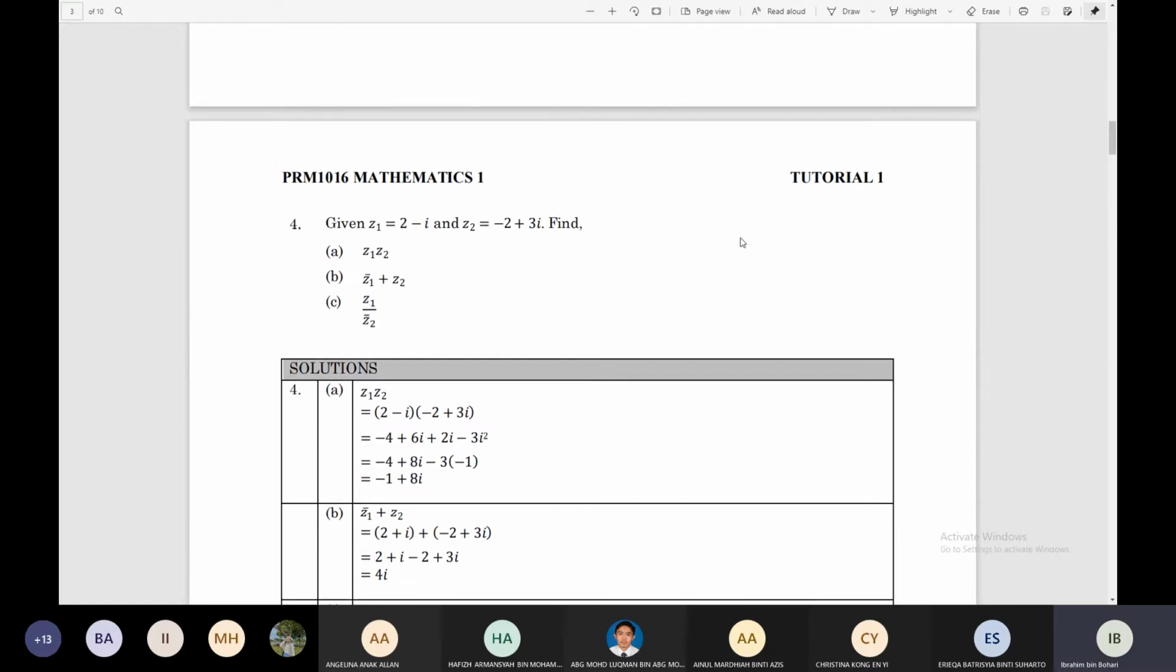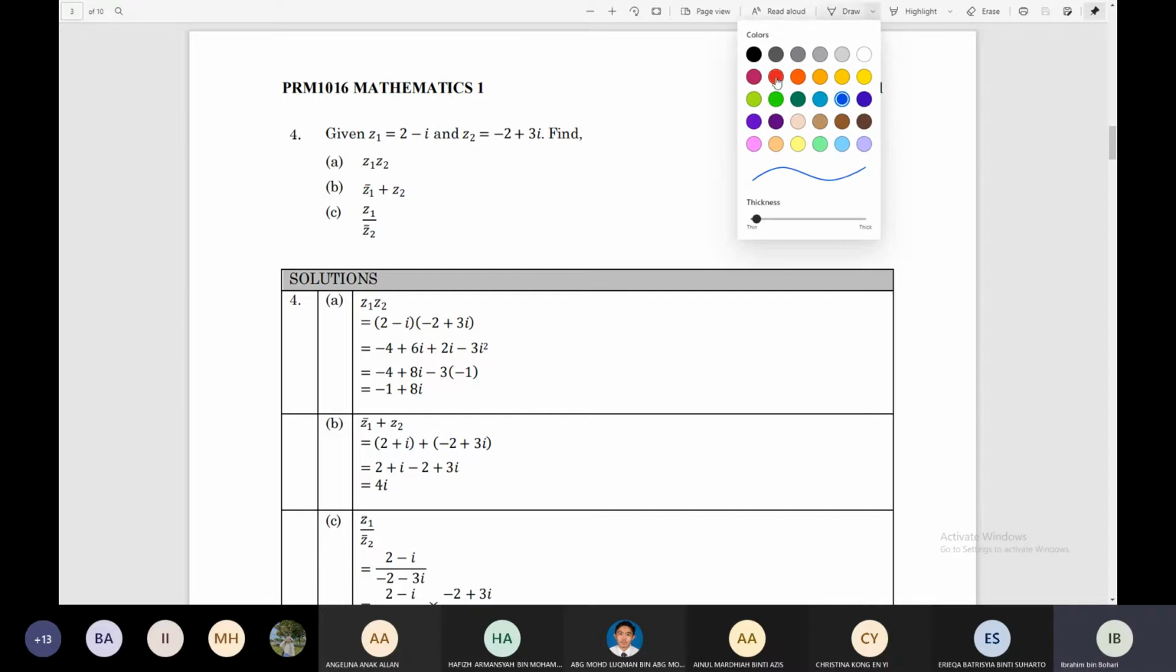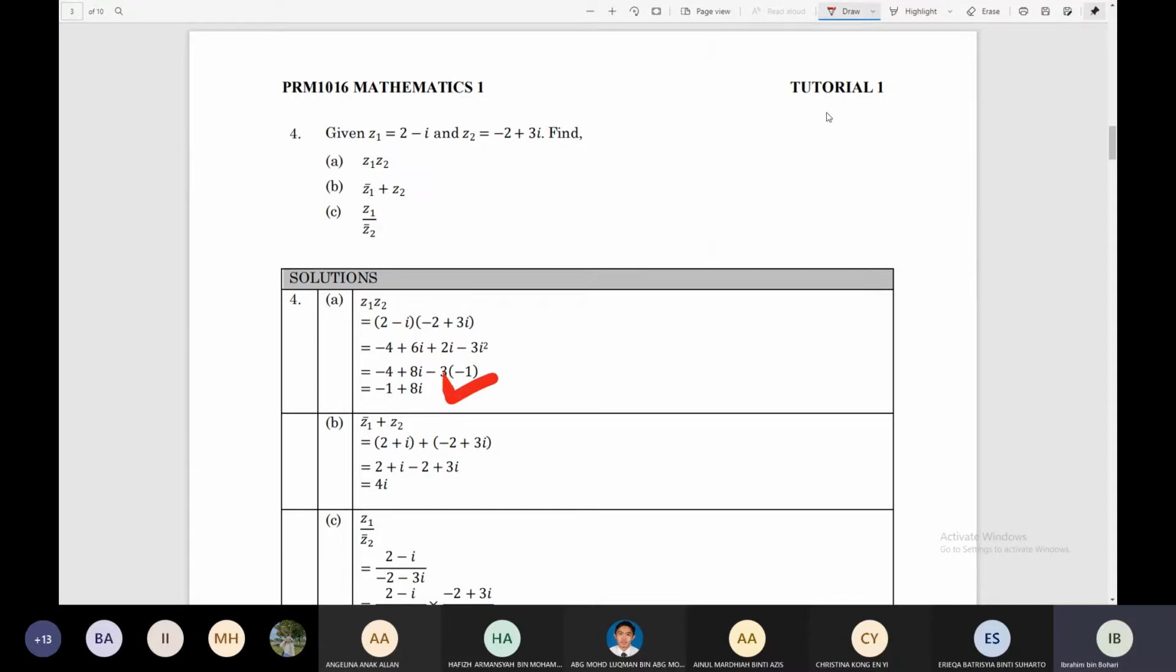Okay, so question 4, given z1 equals 2 minus i and z2 equals negative 2 plus 3i. Question A, z1 times z2. This one is just the answer, the easy ones are just for answers only. So z1 times z2, 2 minus i times negative 2 plus 3i, equals negative 1 plus 8i. Take the answer, the easy ones just take the answer. And question B, z1 bar plus z2 equals 4i.